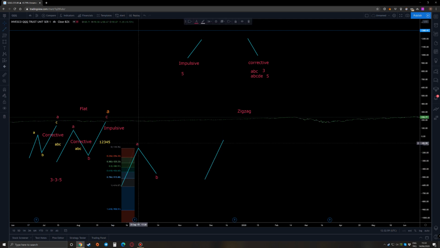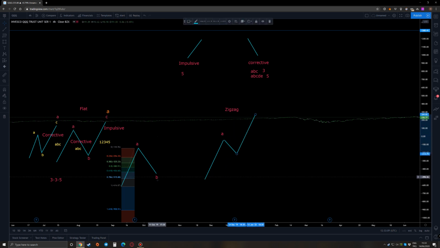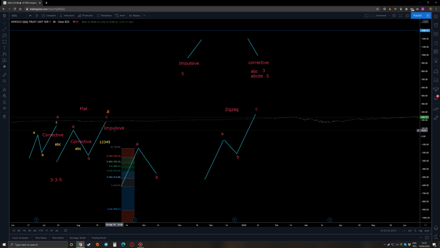You have a wave A here. You have a wave B here. And then you have another C wave here. Now, wave A of a zigzag is an impulsive move. Look, wave A of a flat was corrective. Zigzag, you're dealing with an impulsive move. Wave B of a zigzag is a corrective move. Wave C of a zigzag is impulsive too.